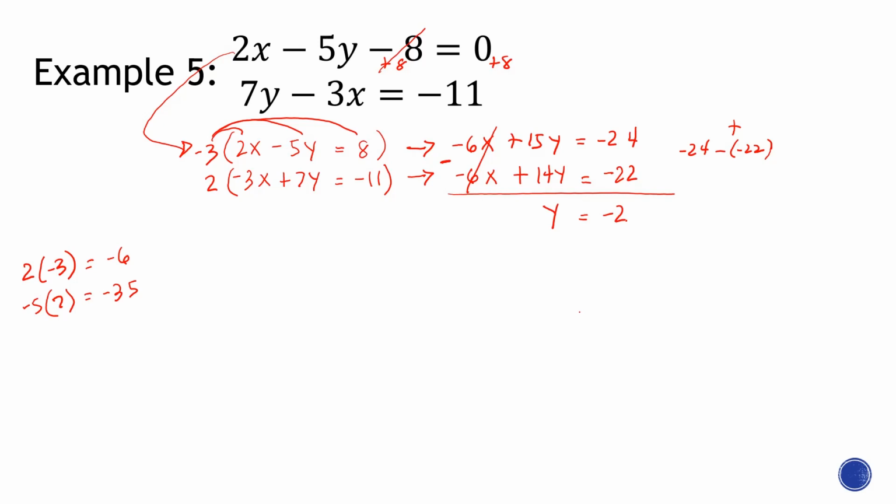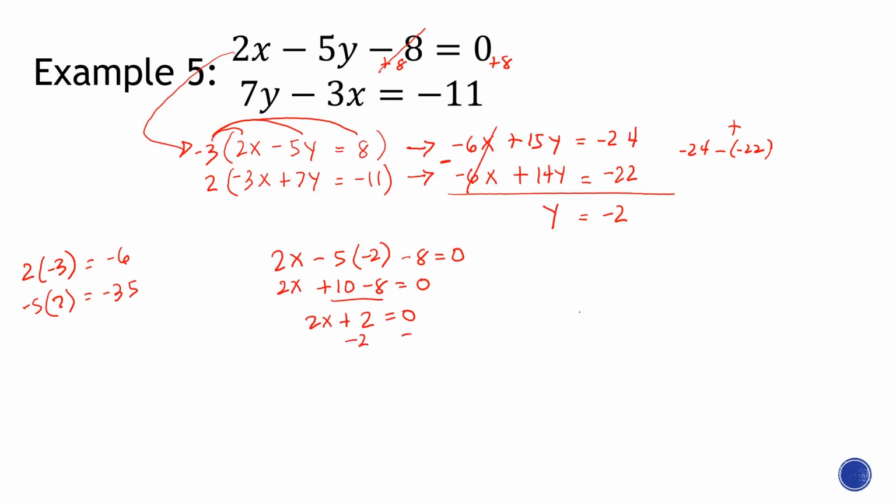So that's our y. Solve for x. Again, choose any of those two equations. Let's choose the first one. 2x minus 5. I will replace the y by negative 2. Minus 8 equals 0. This will be 2x plus 10. Okay, that's negative 5 times negative 2. You're going to consider 5 as negative, and then minus 8 equals 0. This is equal to positive 2.